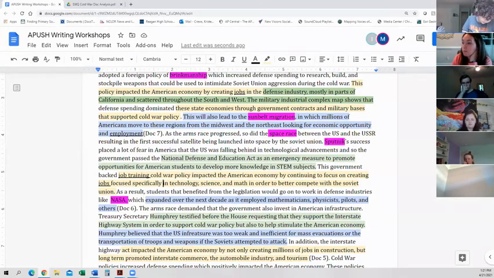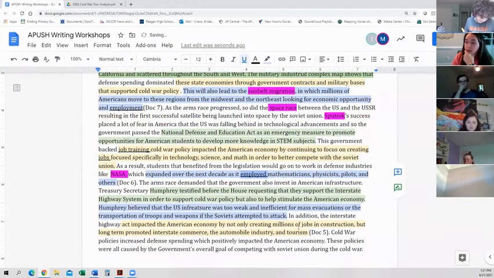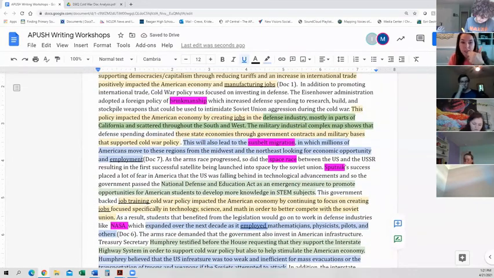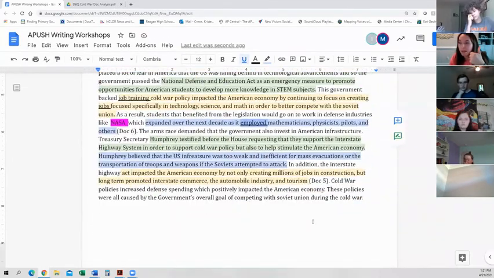As a result, students that benefited from the legislation would go on to work in defense industries like NASA, which is historical context, which expanded over the next decade as it employed mathematicians, physicists, pilots, and others. How are we feeling? Is that helpful? Do I need to keep going on to my last document or we got it? Yeah, and of course, this is there for you guys to read.